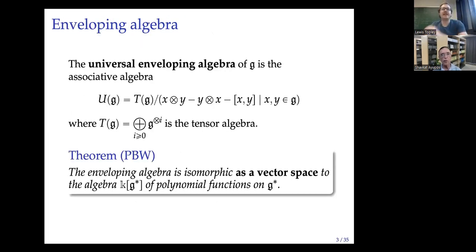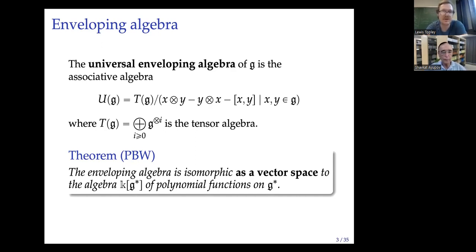So the universal enveloping algebra is just the quotient of this free associative algebra, TG, that's the tensor algebra on G, by this ideal here, which depends on the Lie algebra structure. So the tensor algebra just has a basis consisting of words in some basis for your Lie algebra G, and the multiplication is just given by concatenation.